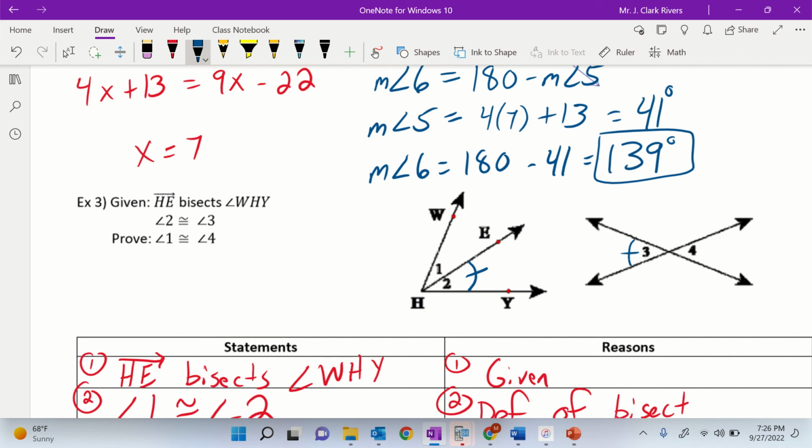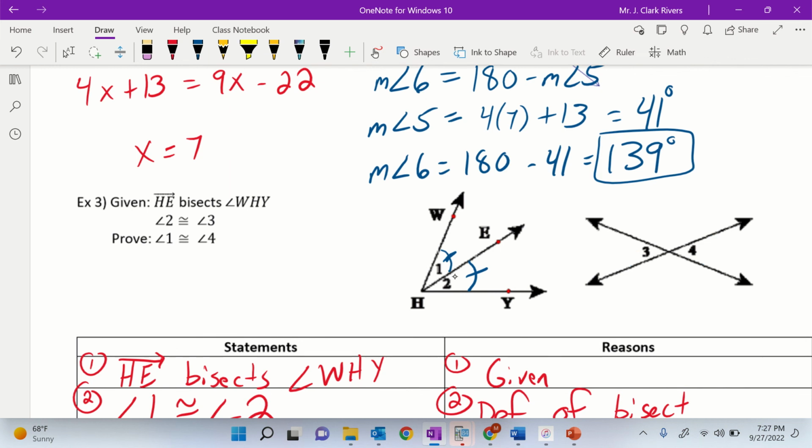All right, well, let's think for a second. What is 2 congruent to? We just learned that 2 is congruent to 1. Let's go over here on the right. We know that 3 is congruent to 4 because those are vertical angles. So we got vertical angles happening. We've got angles that are bisected happening. We're trying to prove that angle 1 is congruent to angle 4. Well, we know all 4 of these are congruent, so 1 is going to have to be congruent to 4. The hard part is putting this in a proof.